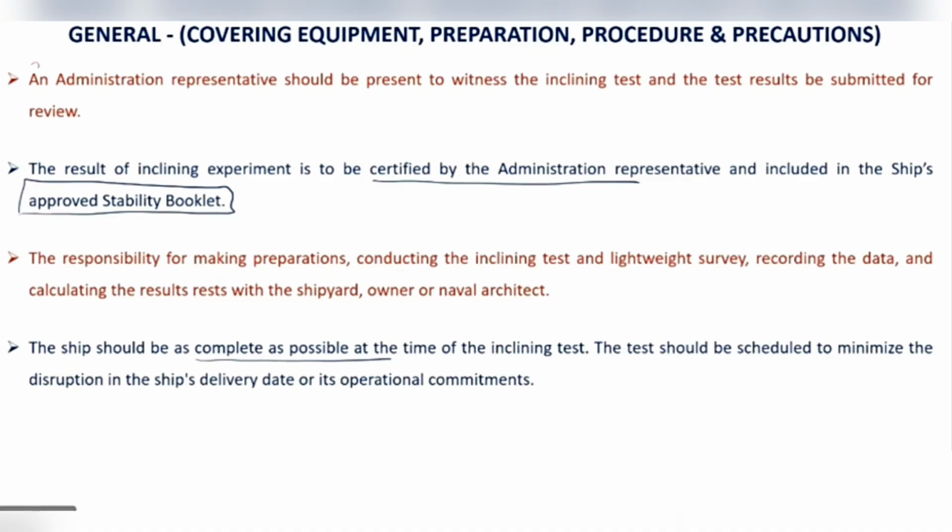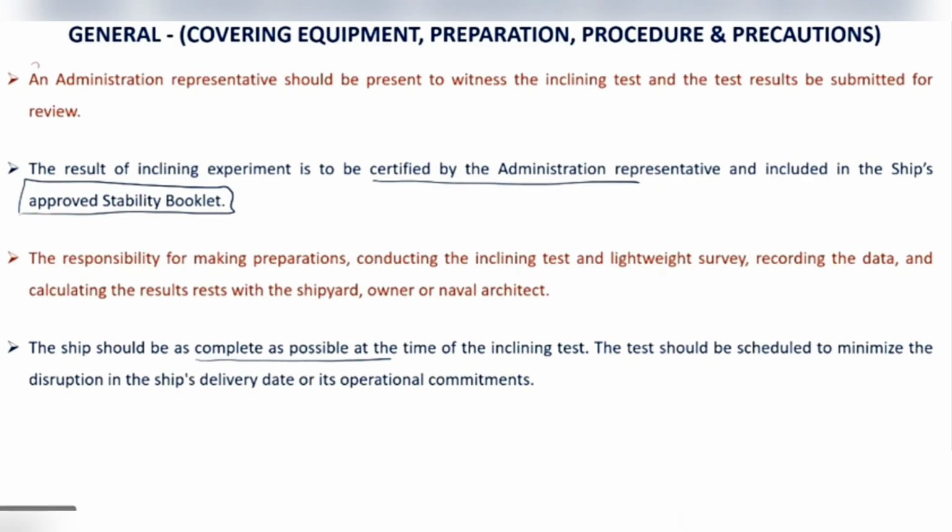But yes, sometimes what happens is, suppose there is one generator which has to come. It's going to take 1 month to come. Then you know the exact weight of the generator. You know where it is going to be placed. So then you can have the experiment conducted without the generator, and you can get the KG in that condition, and then by moments you can allow for the weight of the generator to get the KG of the light ship. So the ship is as complete as possible at the time of the inclining experiment.